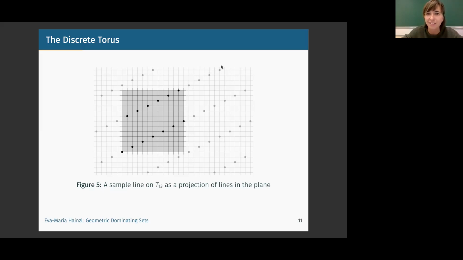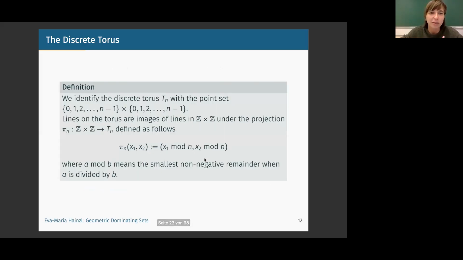Like this line in the plane is a distinct line from this line, but on the torus it's the same, right? So in formal terms, the discrete torus is just the integers from 0 to n-1 times the integers from 0 to n-1. And lines on the torus are just images of lines in the integer grid in the plane under the projection modulo n.